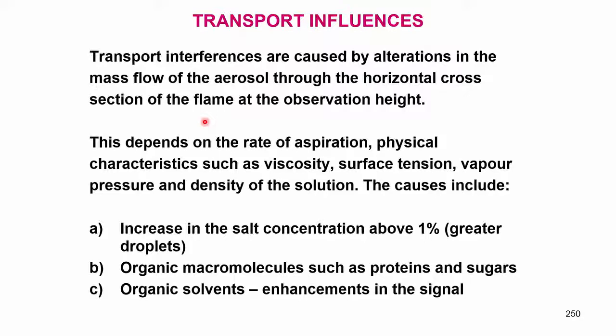So, it has to happen through the horizontal cross section of the flame also, because once the metal atoms are in the flame, there is no reason that the atoms will pass through the flame vertically only. They can pass off horizontally also, because flame is an open system in atomic absorption. So, they may lose out on the free atom concentration.